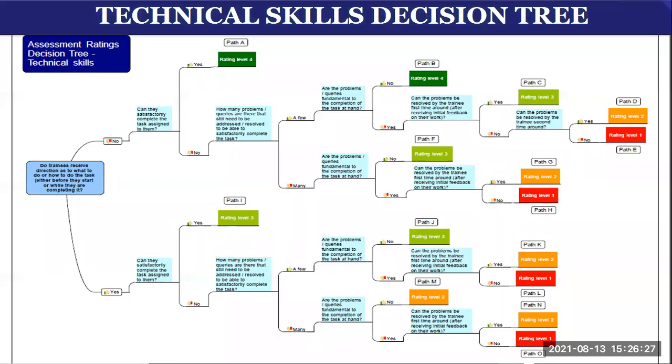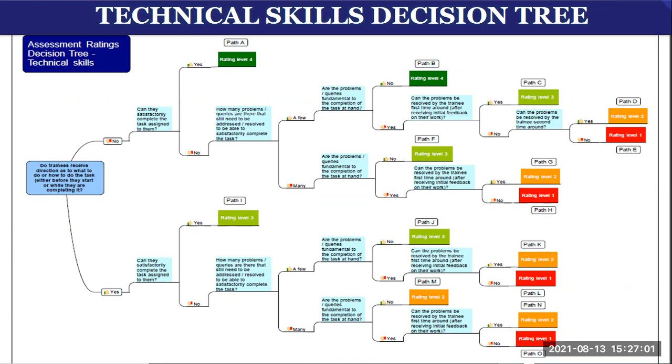So let's move on to the technical skills decision tree. You'd see that there are potentially 15 paths that can be taken in determining a certain level of competence. In choosing a path, one must consider, firstly, to what degree does the trainee receive instruction to perform a task, right? That is the first consideration. You then get the option of no or yes, right?